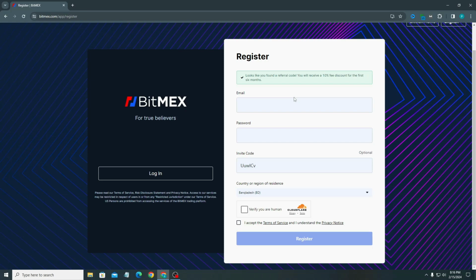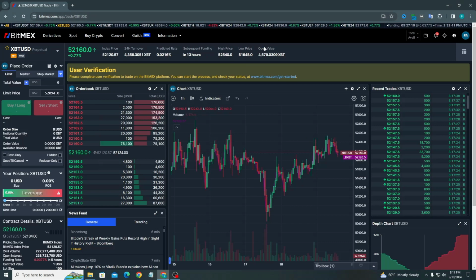So simply please select which country you are from, and you need to verify that you are a human. Basically, many platforms verify that you are a human. This is just a captcha, and simply agree to the terms and conditions. Then after, you need to simply tap on register. So this is the registration or sign up process. If you tap on register now, then you will be redirected to this page.